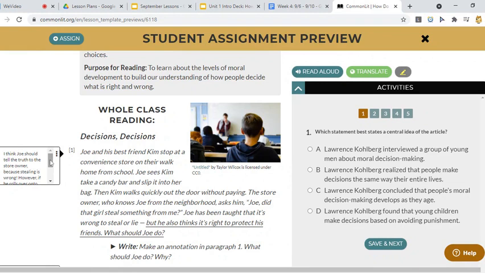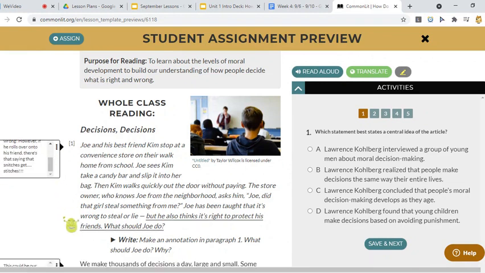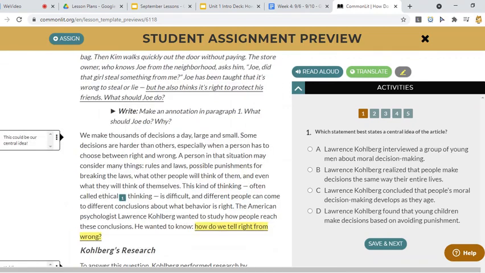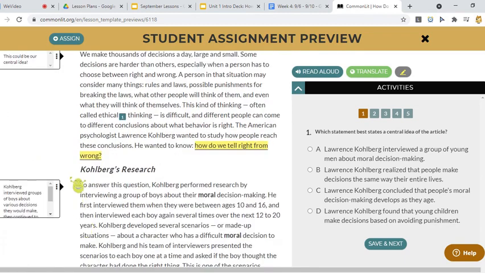Watch this. I think Joe should tell the truth to the store owner because stealing is wrong. However, he rolls over to his friend, right? Stitches get stitches, right? This could be our central idea here. How do we tell right from wrong? What is our central idea made up of, right?